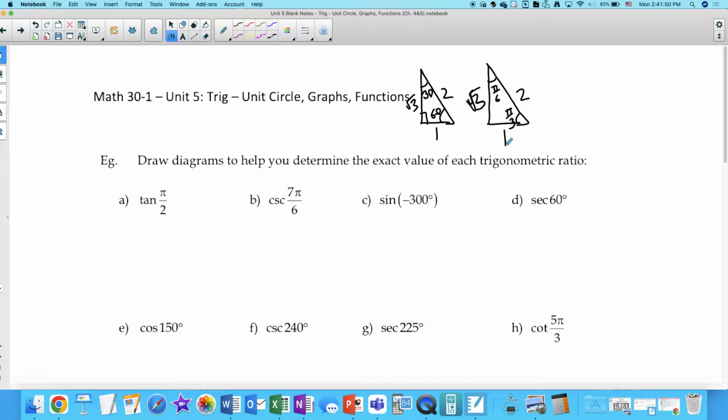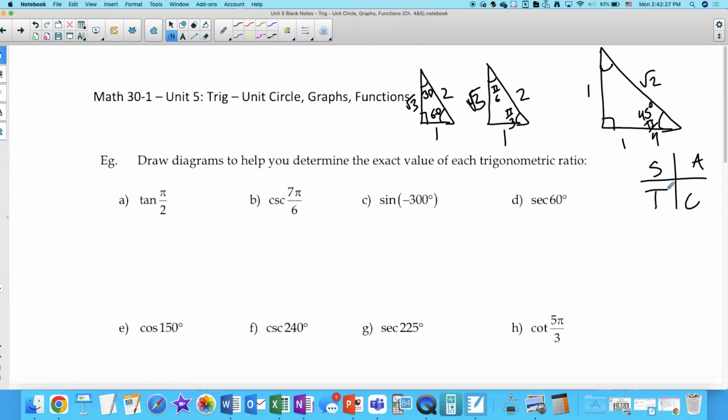The second one, I'm going to do this one bigger so I can fit everything in, is the isosceles right triangle, 1, 1, root 2. And this is 45 degrees, or pi by 4 radians. And then the other thing that I'm going to draw for myself is CAST. So now I don't have to rely on my brain to remember anything. I can just look up, and I've got something to work with. Okay? So, this guy.